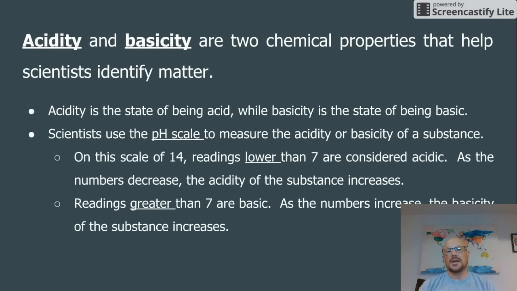We use a pH scale to measure the acidity and the basicity of a substance. It's a scale of 14. Readings lower than 7 are considered acidic. As the number decreases, the acidity of the substance increases. Readings greater than 7 are considered to be basic. As the numbers increase, the basicity of the substance increases.